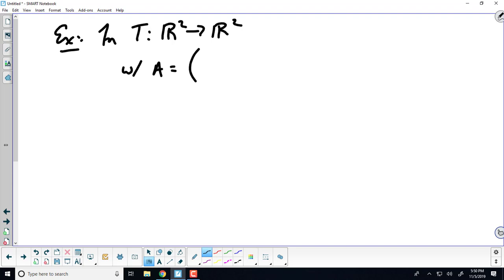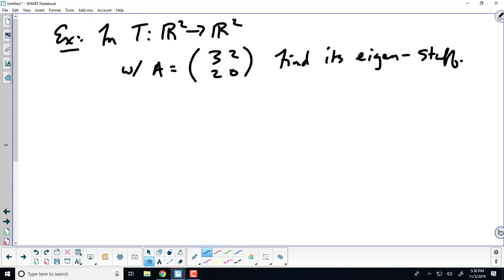That matrix that we were just looking at, which was 3, 2, 2, 0. Find its eigenvalues. Find its eigenvectors and its eigenvalues. Okay. So let's find its eigen stuff here. So what do we do? We look at the characteristic equation.